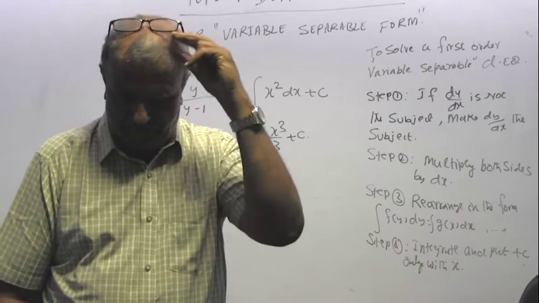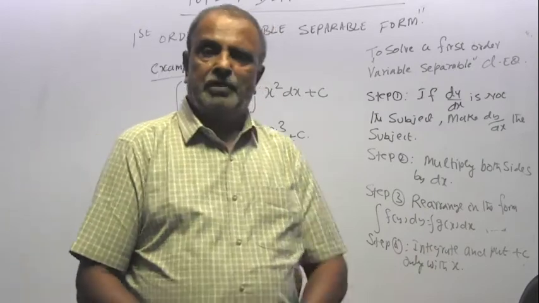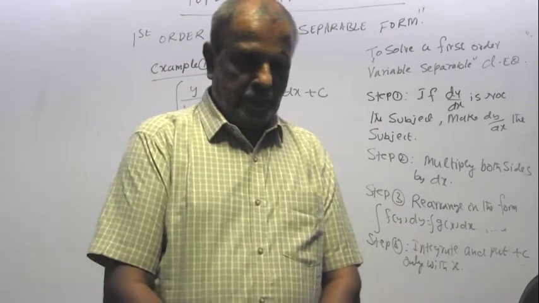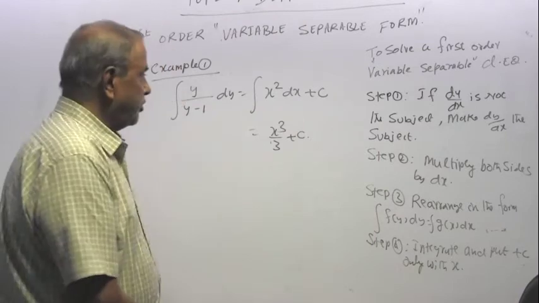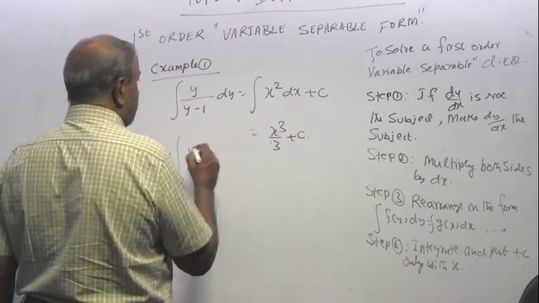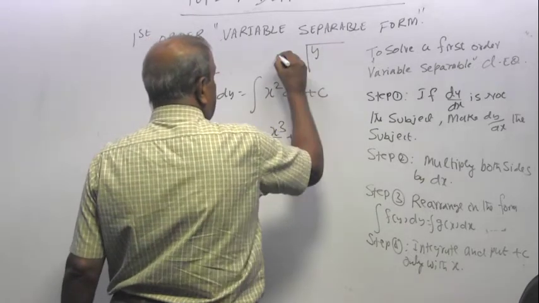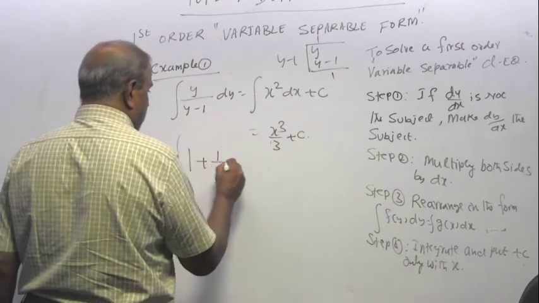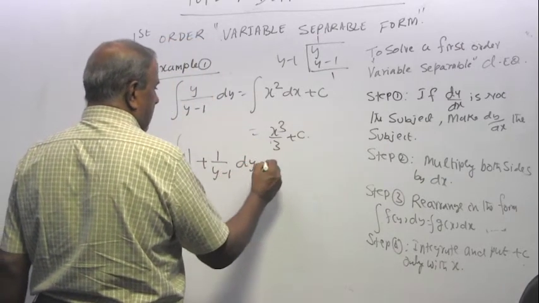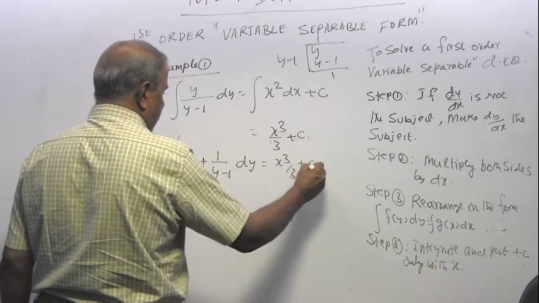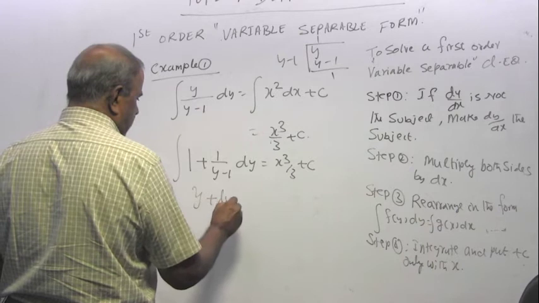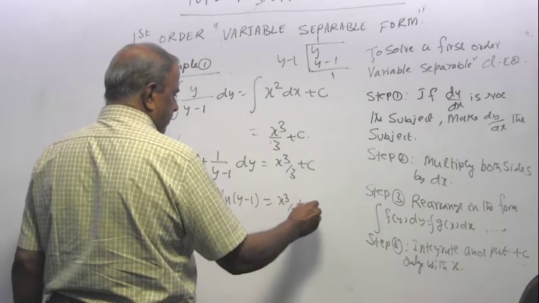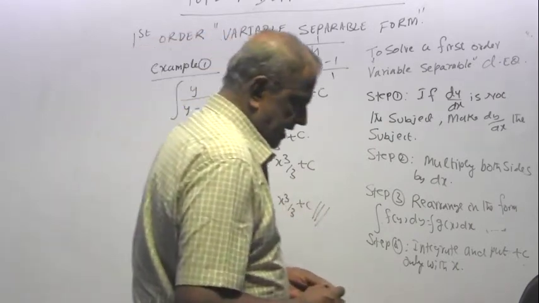But what about the left hand side? Can't integrate directly. It's an algebraic fraction. The power of the numerator is 1. The power of the denominator is 1. So I have to divide. So it is 1 plus 1 over y minus 1 dy is x cubed over 3 plus c. So I get y plus ln of y minus 1 is equal to x cubed over 3 plus c, which would be the general solution.